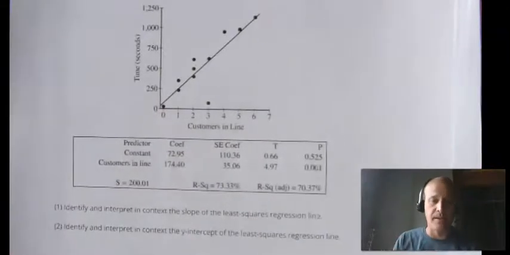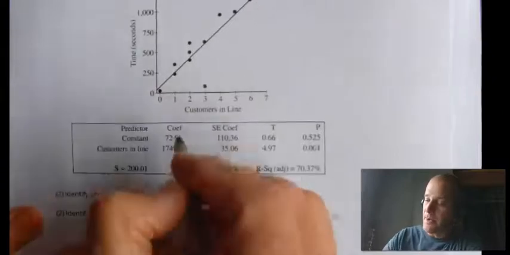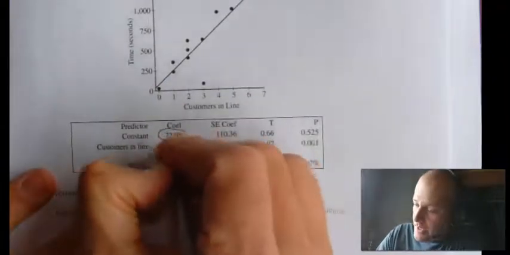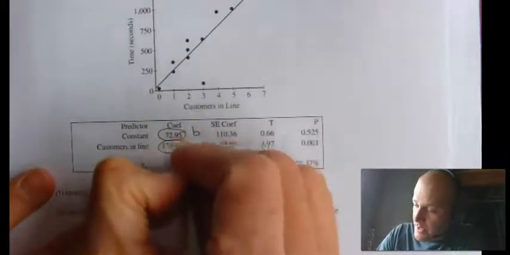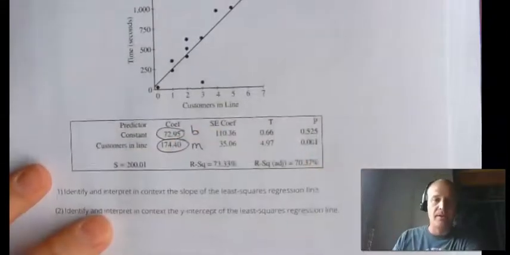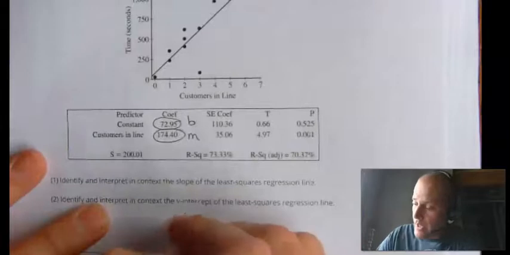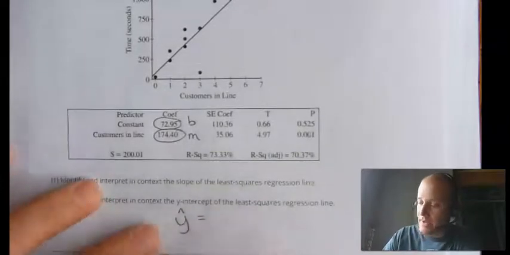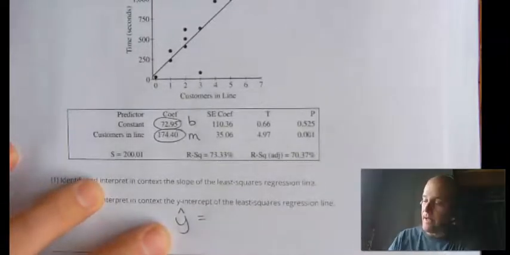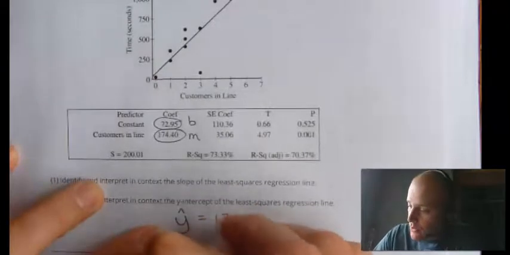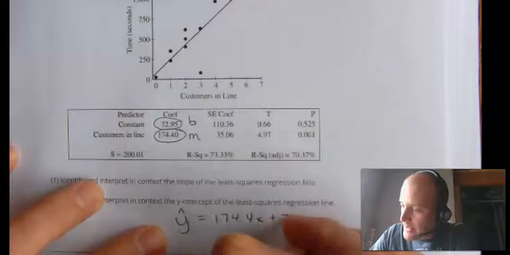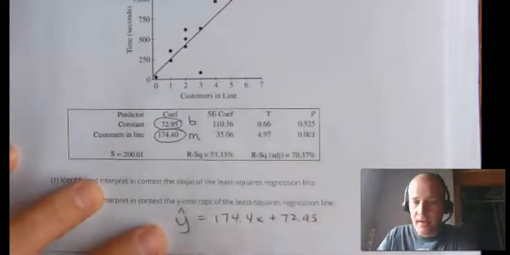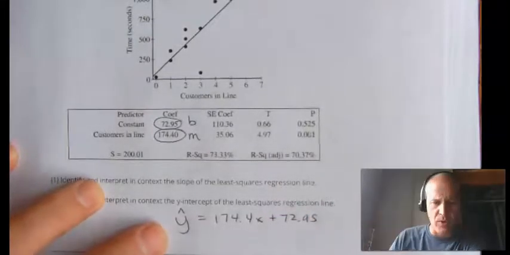Identify and interpret, in context, the slope and the y-intercept. So this right here is our slope, and this right here is our y-intercept, b. So what I can do is write y hat, our least squares regression line, as 174.4 times x plus 72.95. So with this I can try to interpret what that means.